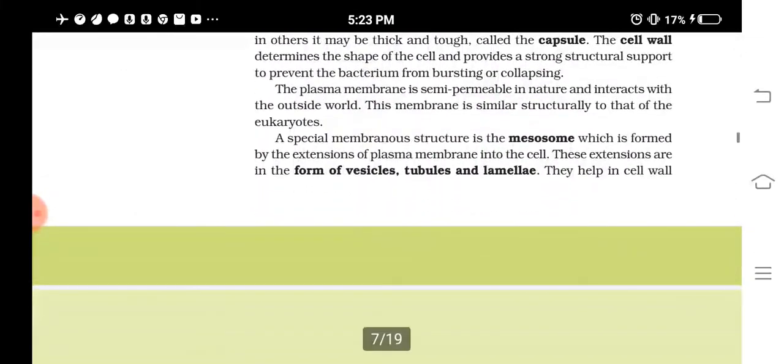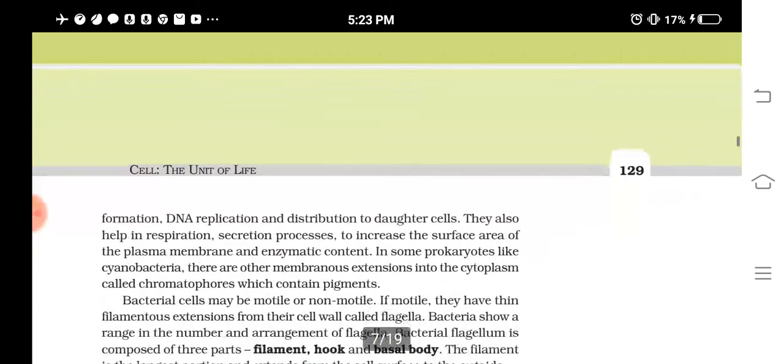The infolding of the plasma membrane of a prokaryotic cell is called the mesosome, and they help in cell wall formation, DNA replication, and distribution to daughter cells. They also help in respiration and secretion, and they increase the surface area of the plasma membrane and the enzymatic content. So all these are the functions of mesosomes. What are mesosomes? Mesosomes are the infoldings of the plasma membrane of bacteria or prokaryotic organisms.